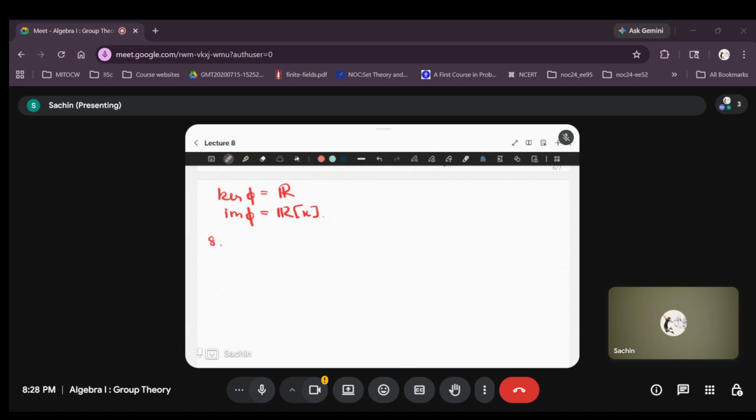Then consider phi from Z to Zn, defined by phi of an integer m is m mod n. Is this a homomorphism? That will become confusing because we are using Zn here. Yeah, we can take L and M maybe.